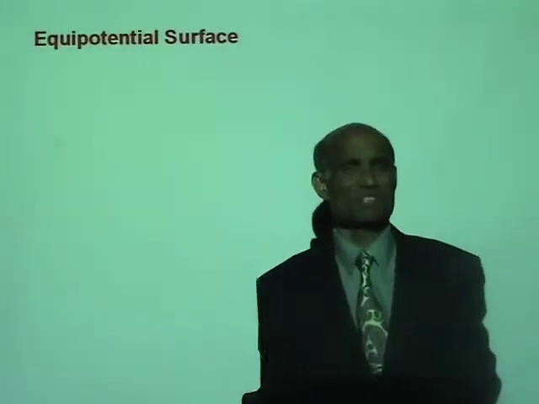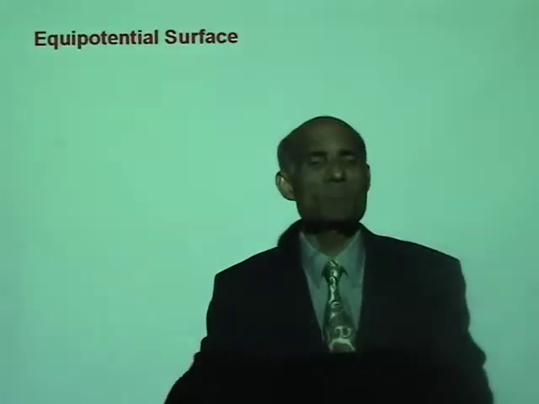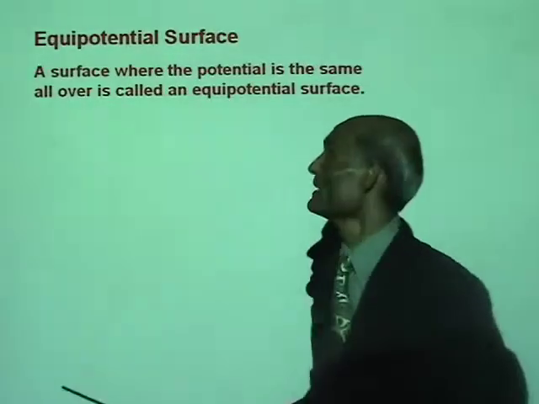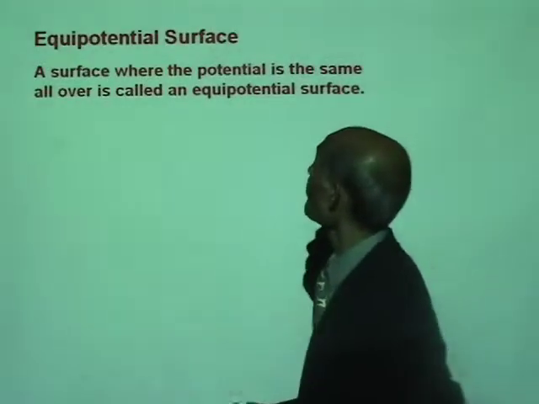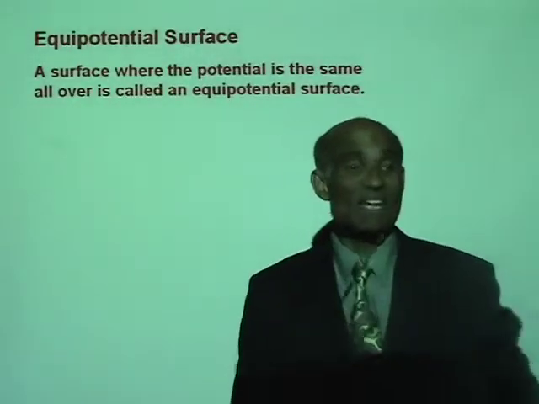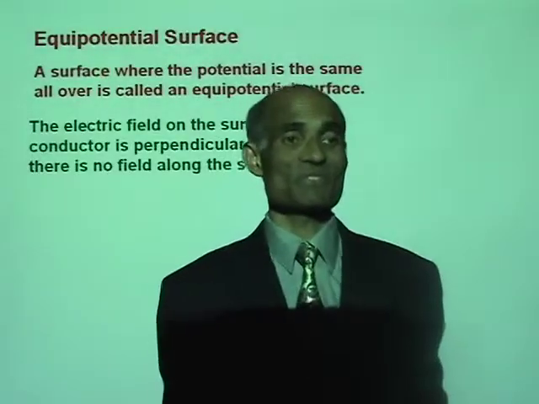What is an equipotential surface? The name itself suggests it: a surface where the potential is the same all over. A surface where the potential is the same all over is called an equipotential surface.